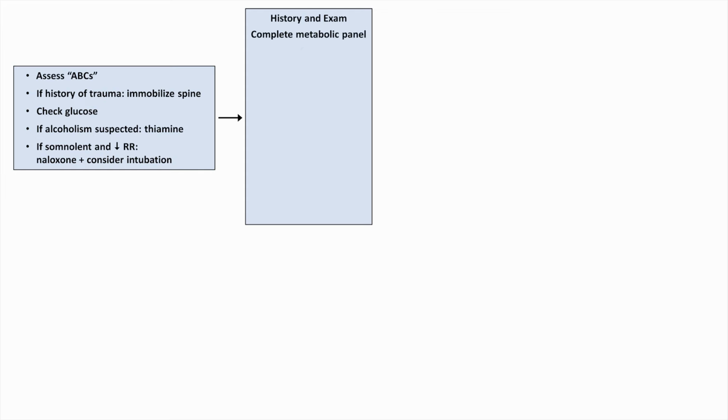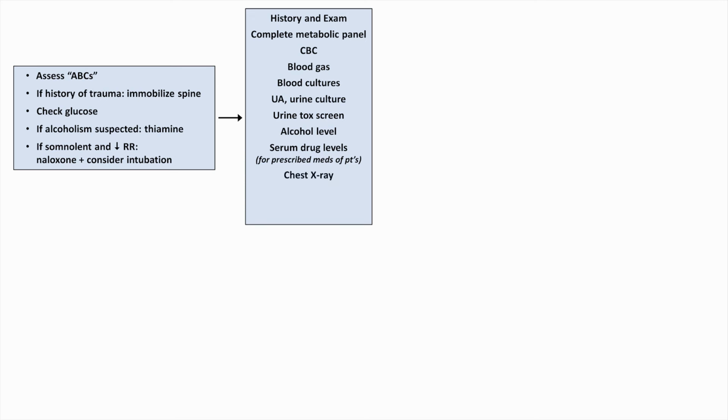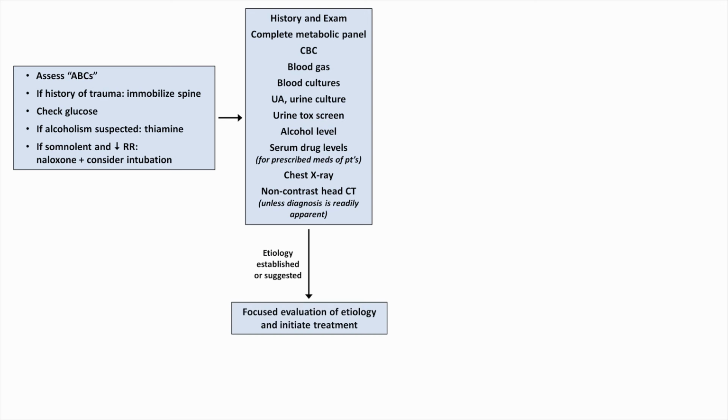Once those things are completed, then proceed with a more thorough evaluation, including history and exam, a complete metabolic panel, blood count, blood gas, blood cultures, UA and urine culture, urine tox screen, alcohol level, and serum drug levels of any of the patient's prescribed medications, though this is not readily available for most meds. A chest X-ray can reveal pneumonia, and a non-contrast head CT should be performed unless the diagnosis is already readily apparent from the above. For most patients, this set of data will already establish or strongly suggest a specific etiology, in which case continue with a focused evaluation of that etiology and initiate treatment.